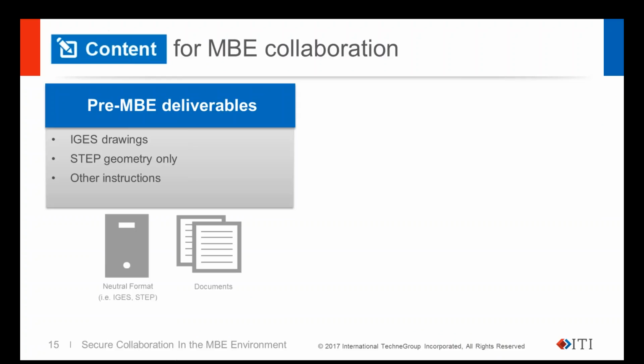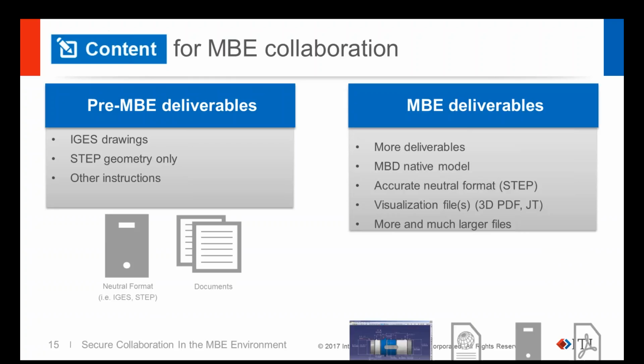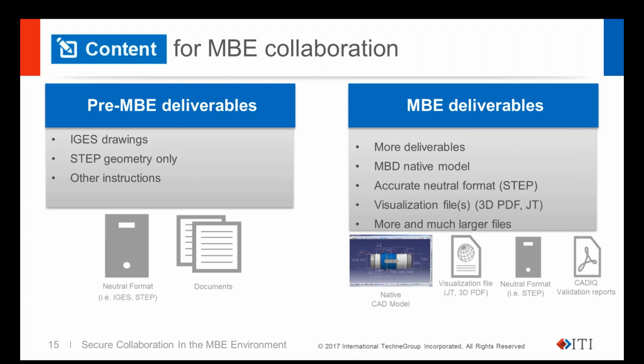And then there's the content. So, content up to now has largely been a neutral file, perhaps not a lot of detail, maybe some instructions. As we get into MBE deliverables now, we have, first of all, more files, and those files have more intelligence in them. So typically, MIL-STD-31000, for instance, calls out including a native model, a neutral model, a visualization model, some validation models. So there are several files included, and because there's more content in each, they get to be bigger and bigger files, which is also a consideration.